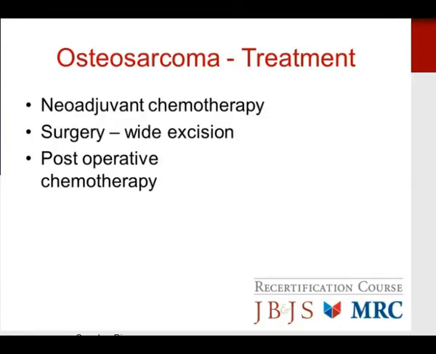Osteosarcoma is treated by chemotherapy, surgery, followed by chemotherapy. Neoadjuvant chemotherapy is the term given for chemotherapy given prior to surgery, and then adjuvant therapy is a term given to chemotherapy when provided following surgery. So chemotherapy, surgery, chemotherapy.